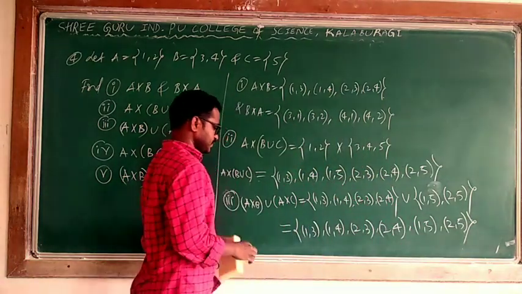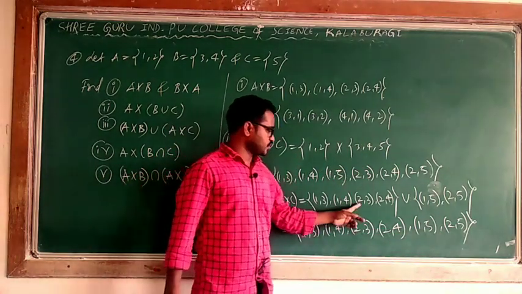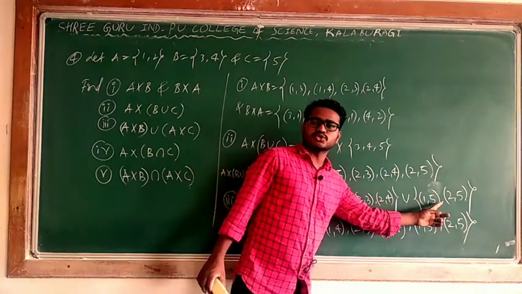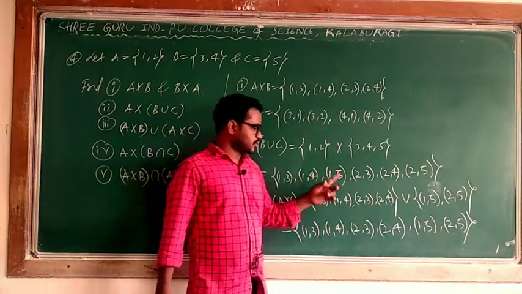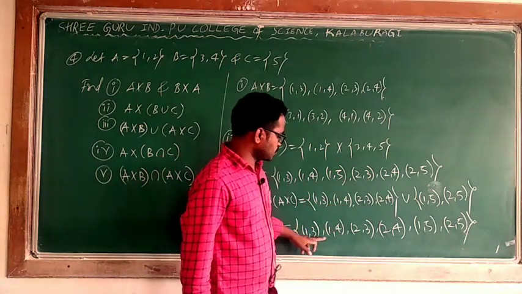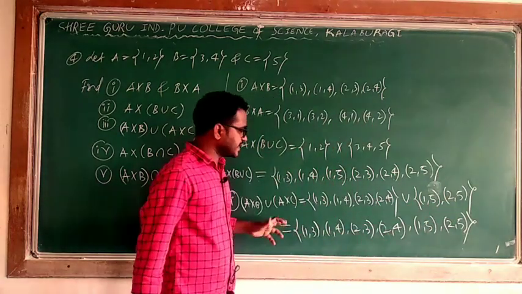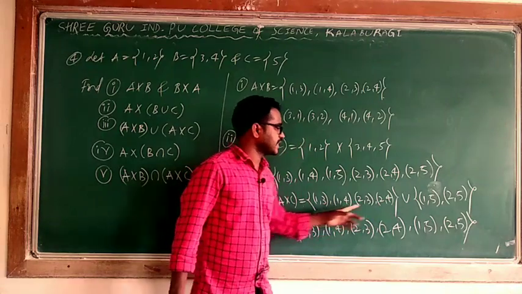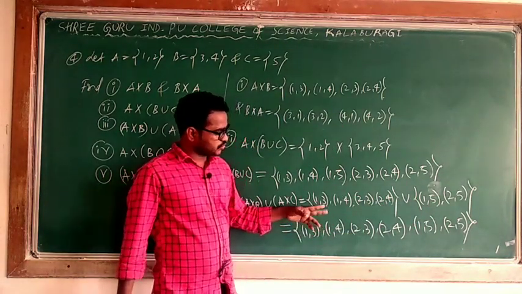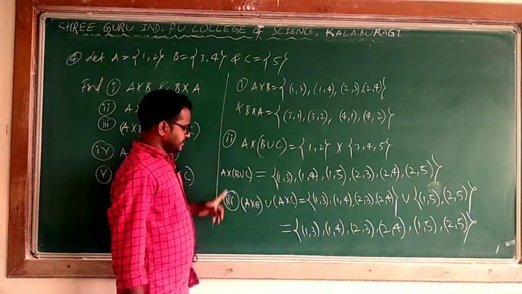See, 1, 2, 3, 4, 5, 6. Because A cross B has 4 ordered pairs and A cross C has 2 ordered pairs. In the union case, all these distinct elements are collected: 1 3, 1 4, 2 3, 2 4, 1 5, 2 5. So here I got the second and third.